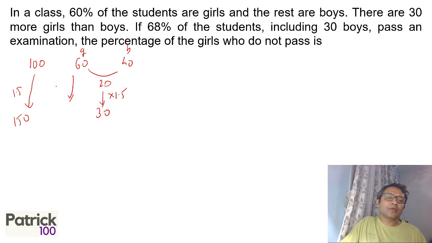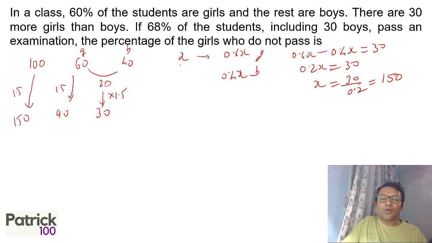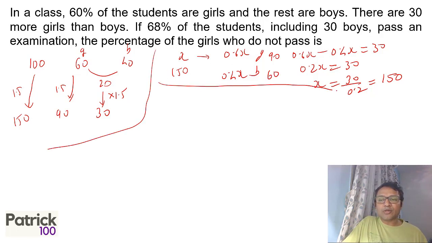the girls are 90. You can also say the total number of students is x, so girls are 0.6x and boys are 0.4x. 0.6x minus 0.4x gives you 30, or 0.2x gives you 30. X will be 30 upon 0.2, which is 150. So the moment you know the total number of students is 150, you will know there are 90 girls and 60 boys. Whichever way you want. I normally don't prefer x because I feel it takes time. The first part you can even do orally.